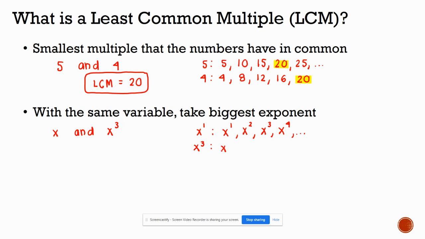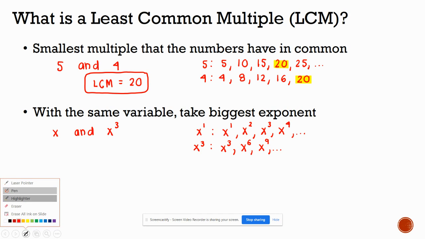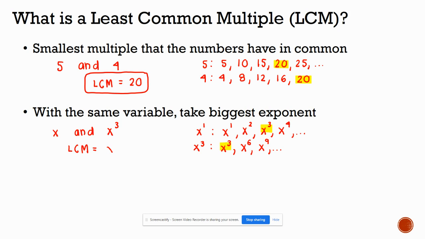So once again, I'm going to keep it as an x to the third because that's the first multiple of x to the third. So then now I'm using the exponent, and now 3 times 2 is 6. 3 times 3 is 9, and so on and so forth. Notice when I start looking at that list, the first thing that they have in common was an x to the third. Because once again, between that exponent of a 1 and an exponent of a 3, we had to take the bigger exponent. So our least common multiple was x to the third.